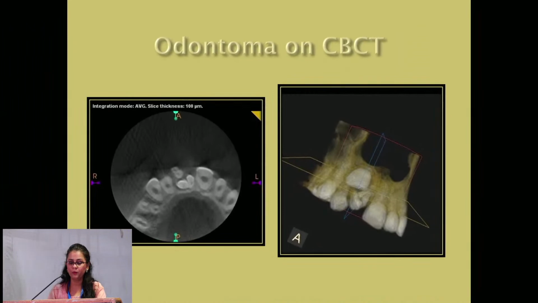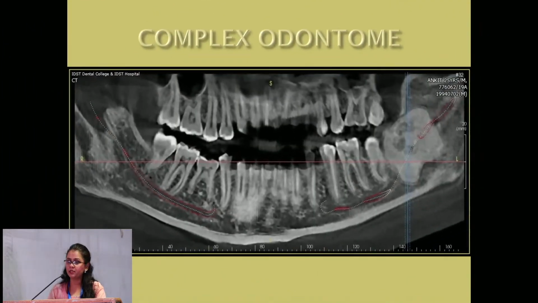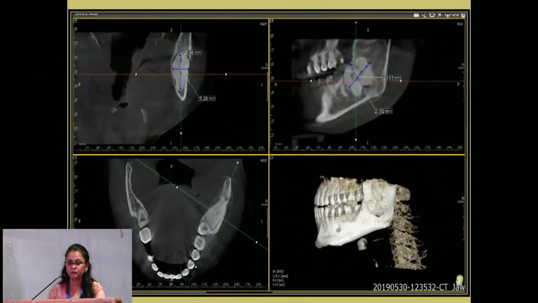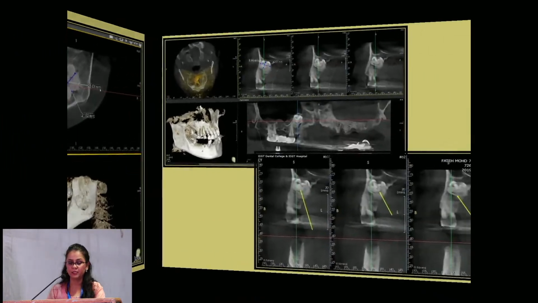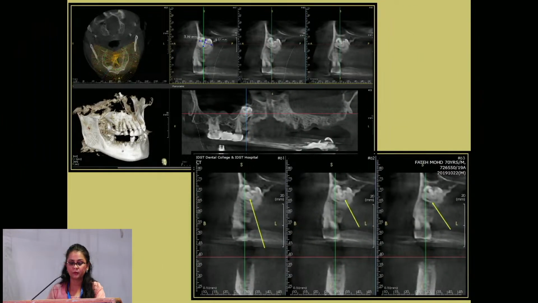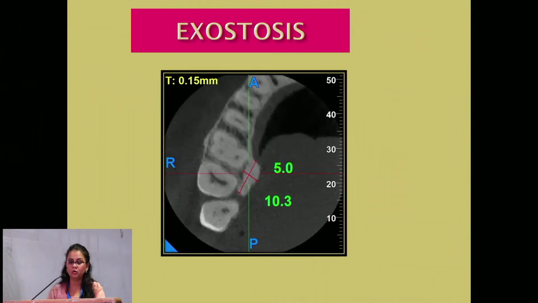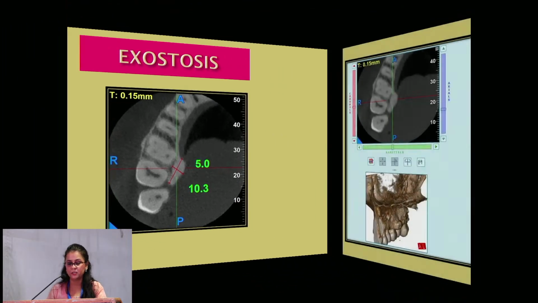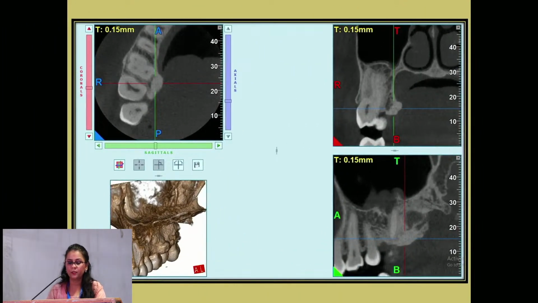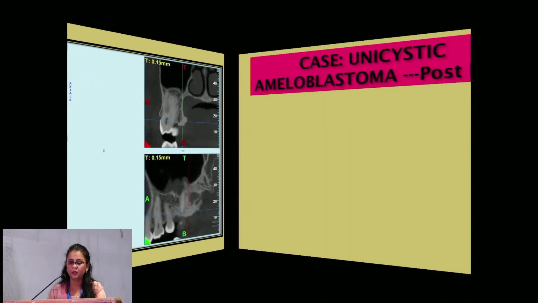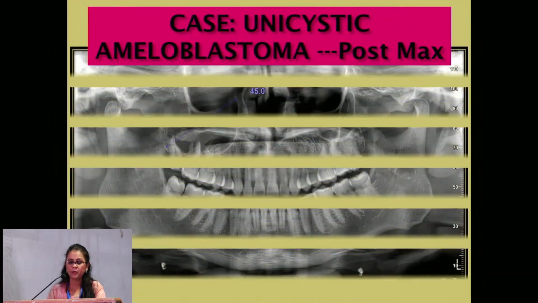Compound odontome, complex giant odontome seen in the 3-7 region, causing the destruction of the ascending ramus. In the other portion also, exostosis. There is no complaint as far as the patient is concerned, but you are supposed to mention that as an incidental finding.